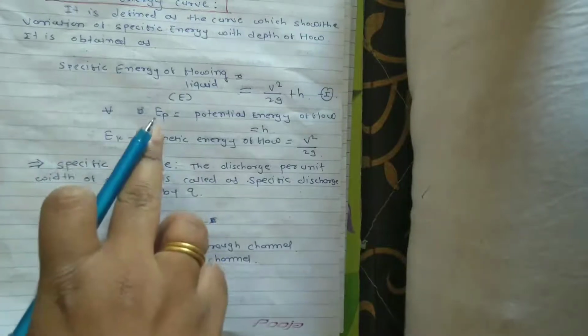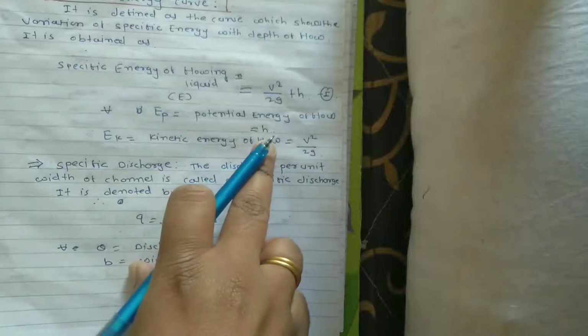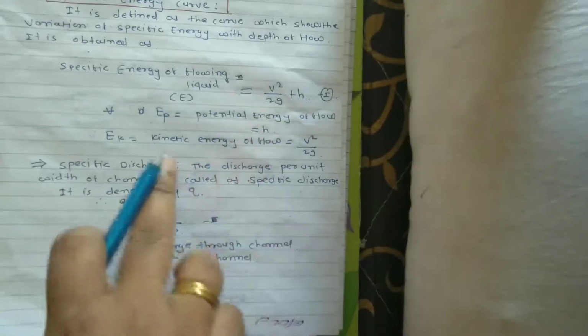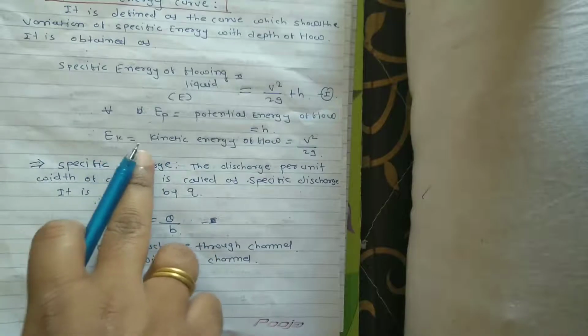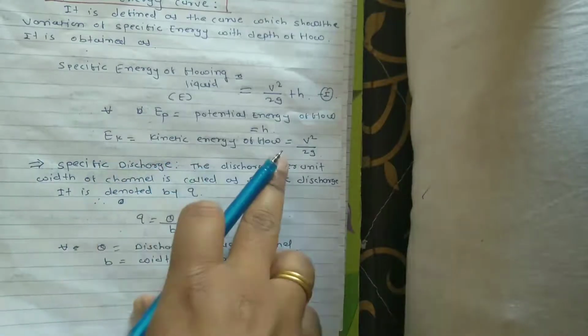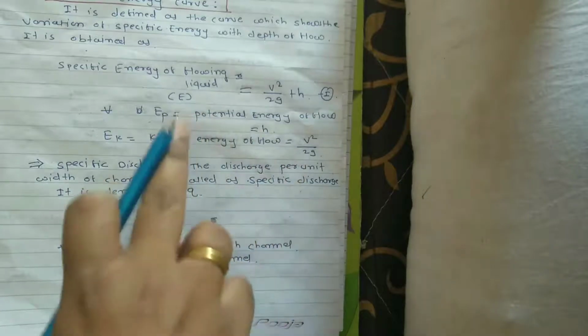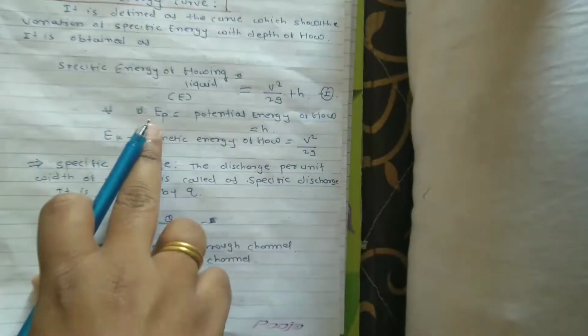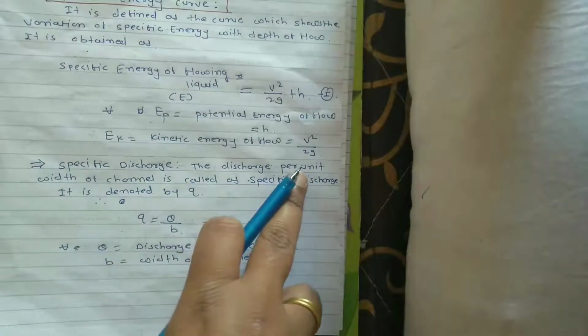So the potential energy of the flow is Ep, which is equal to h. And V squared by 2g is our kinetic energy, denoted by Ek. Ek is the kinetic energy of the flow, which is equal to V squared by 2g. So the total specific energy is the potential energy plus the kinetic energy.